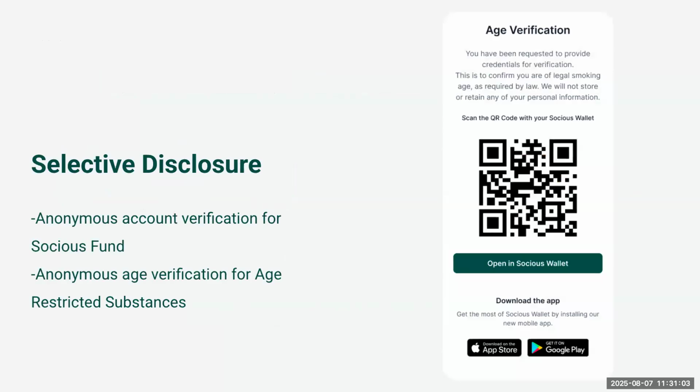Okay, now I want to get into selective disclosure. So this is the second benefit or use case for Hyperledger Identus. And we have two different cases: anonymous account verification for Social Fund, which is our crowdfunding platform, and anonymous age verification for age-restricted substances like alcohol, cigarettes, etc.